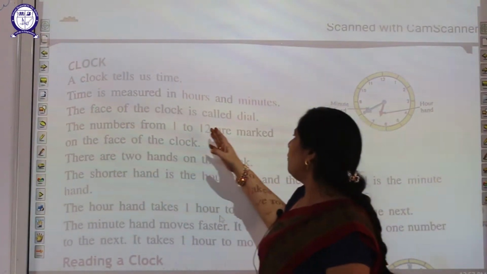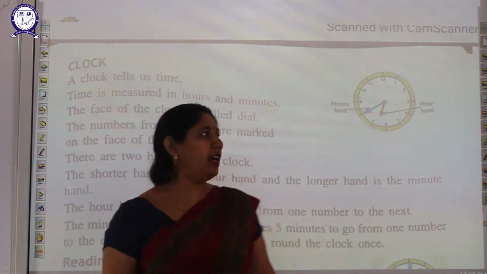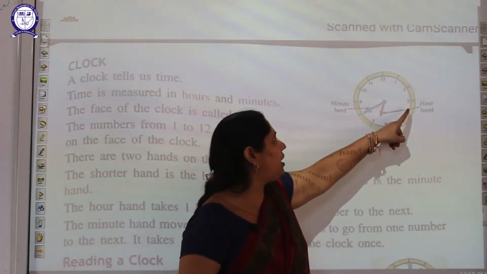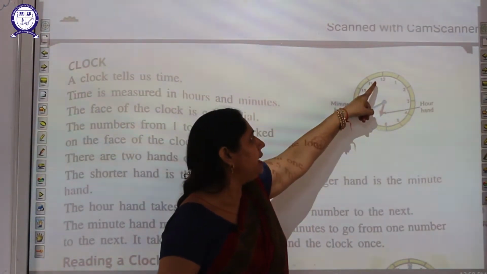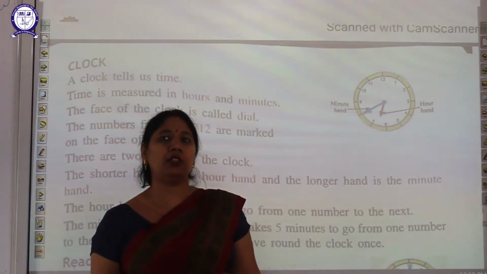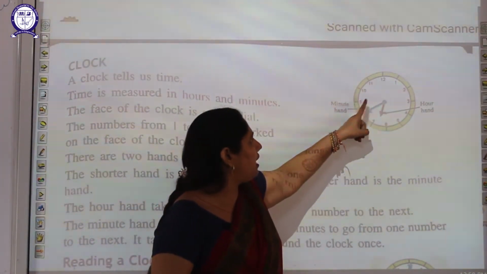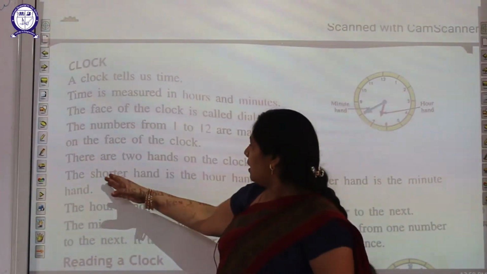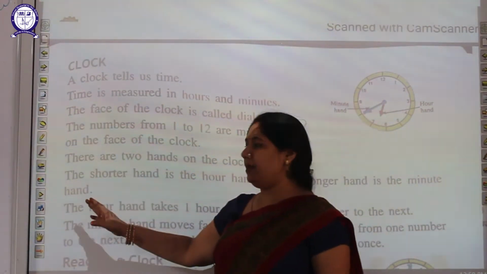The numbers from 1 to 12 are marked on the face of the clock. Look here, 1, 2, 3, 4, 5, 6, 7, 8, 9, 10, 11, 12 are marked on the dial. 9 is opposite 3 and 12 is opposite 6. The shorter hand is the hour hand and the longer hand is the minute hand.